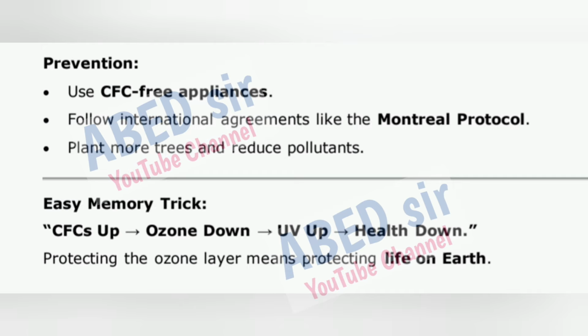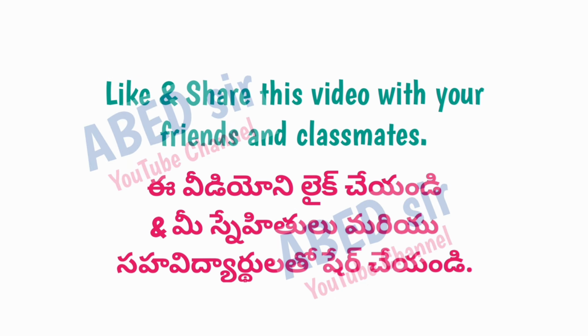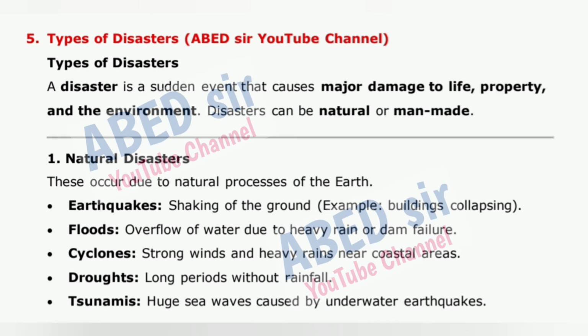Protecting the ozone layer means protecting life on Earth. Next important short question is 5. Types of disasters. A disaster is a sudden event that causes major damage to life, property, and the environment. Disasters can be natural or man-made.